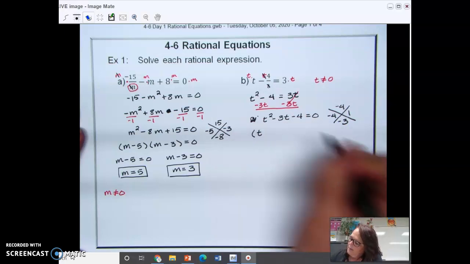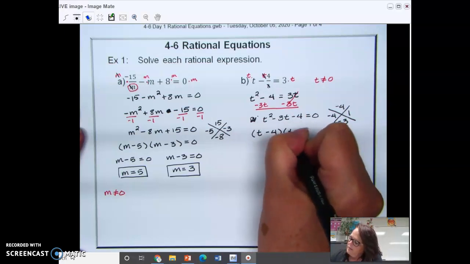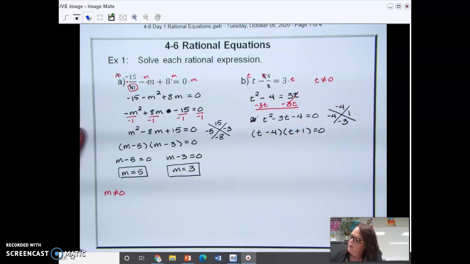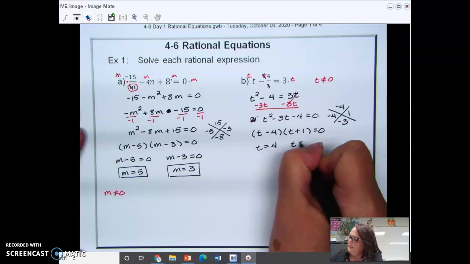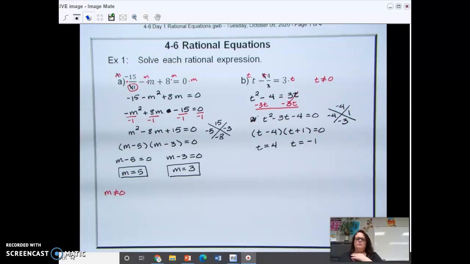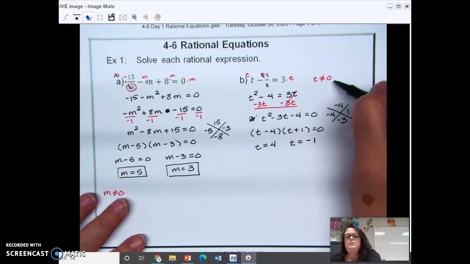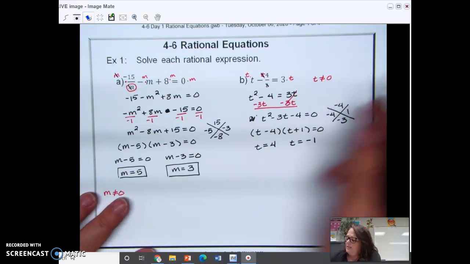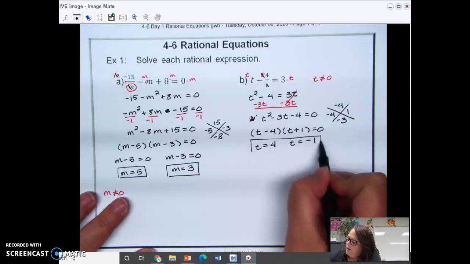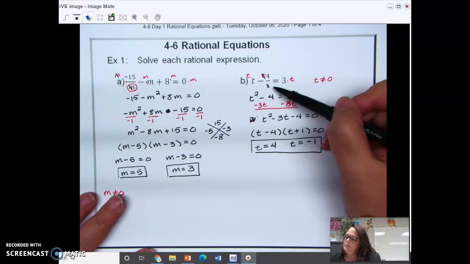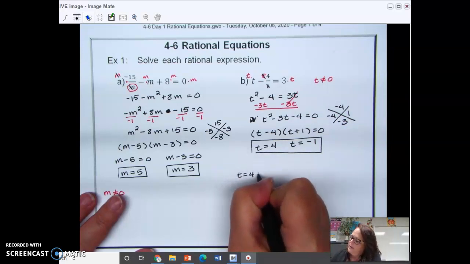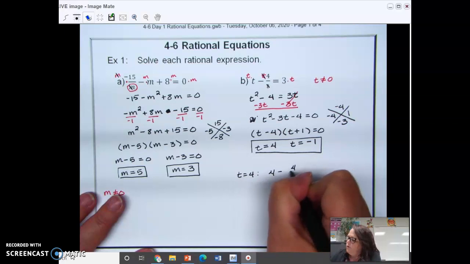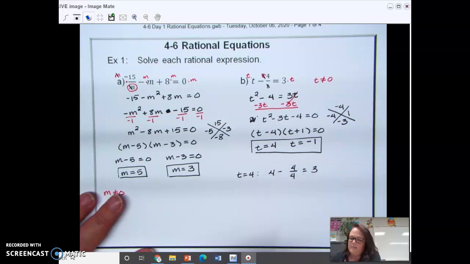So we get t minus 4 times t plus 1 is equal to 0, which means my possibilities are t equal to 4 and t equal to negative 1, because if I set those equal to 0, I would solve by moving the constants to the other side. So coming up here, just double checking, I don't have one of my excluded values, so these would be the two possible solutions. And you could actually plug them in. So for example, if I plug in t equal to 4, I get 4 minus 4 over 4 equal to 3, and that's the question, right?